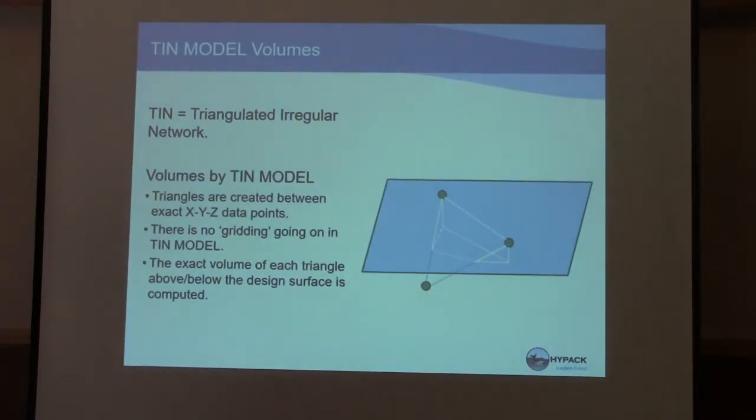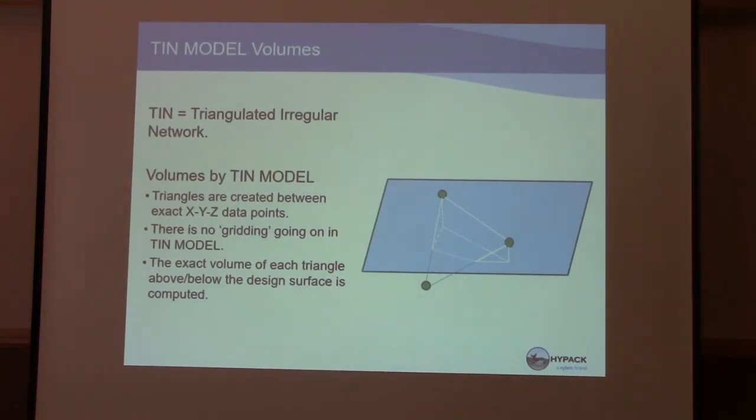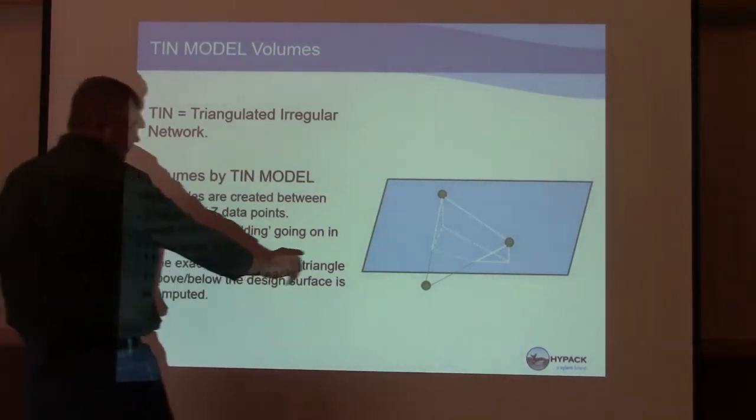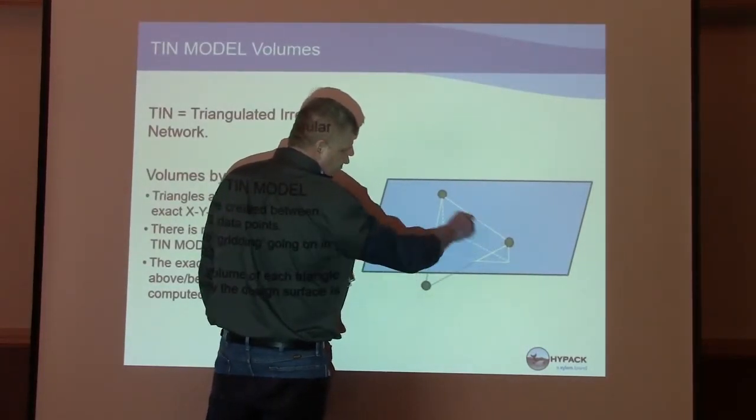Tins, we talked about tins, tin model volumes, create a triangulated irregular network. Triangles are created between X, Y, and exact points. There's no gridding going on in the tin model, and the exact volume of each triangle is computed. In this particular case, the blue rectangle represents the flat surface that's calculating the volume against the level. And you can see that the white three-dimensional shape that's drawn there is what would be calculated as the volume above that flat surface. That makes sense to everybody? You can see the flat surface, the blue line, cuts through the triangles at that point, and all of that is calculated as your volume.